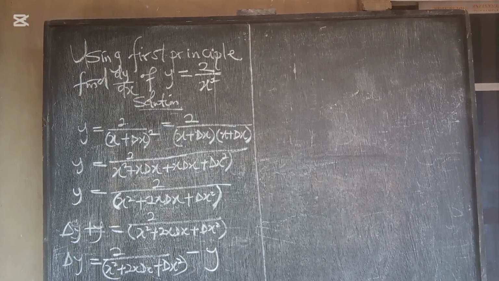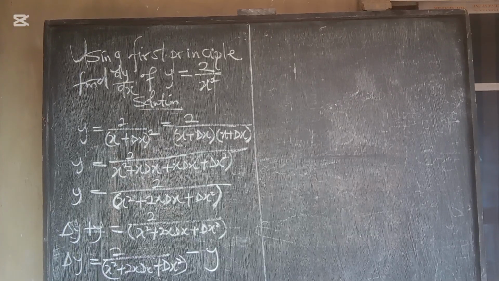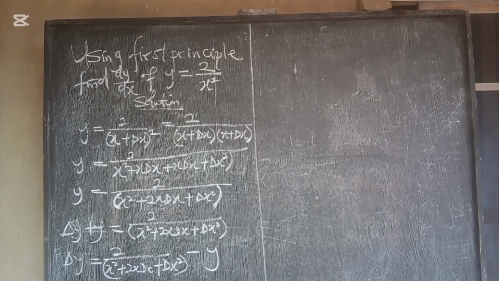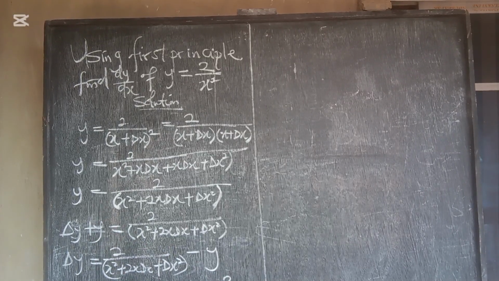Changing y is equal to 2 all over x squared plus 2x changing x plus changing x squared, minus y, which is 2 all over x squared.